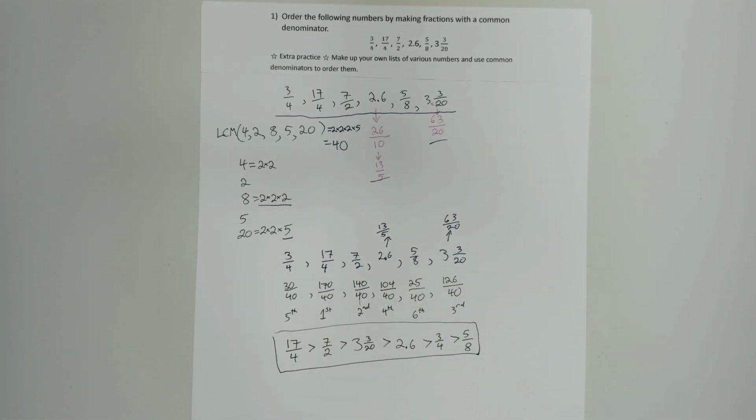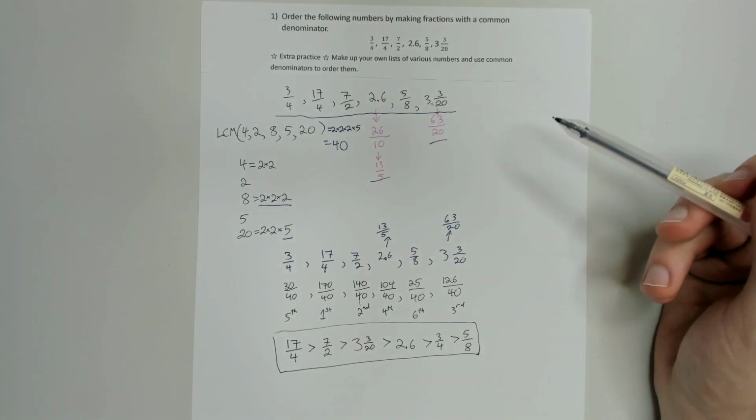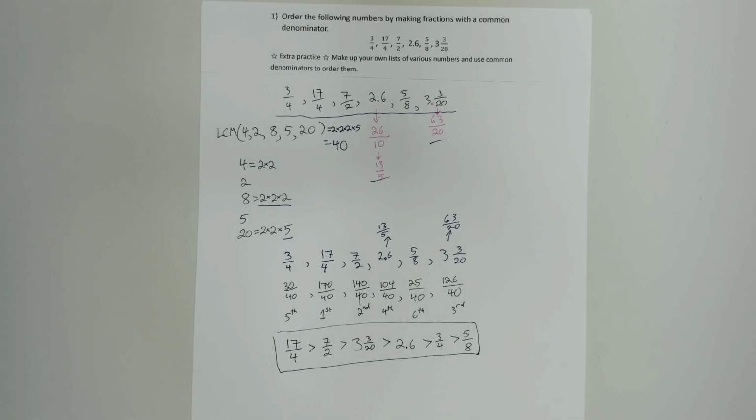And we did that by basically putting everything in terms of an improper fraction that we then took a common denominator of. All right, so for extra practice, make up your own list of various numbers and then use this method on them. Find their common denominator in order to order them. All right, let's go on to question 2.